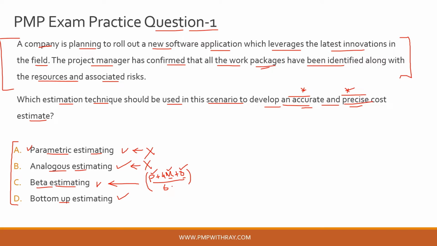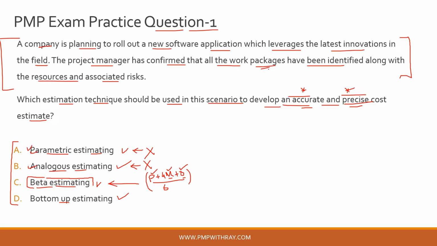Beta estimating helps project managers understand the variability and risk associated with different project scenarios and allows for the calculation of expected values and confidence intervals. So this is a far more statistically significant and statistically accurate estimation technique when compared to parametric or analogous estimations.